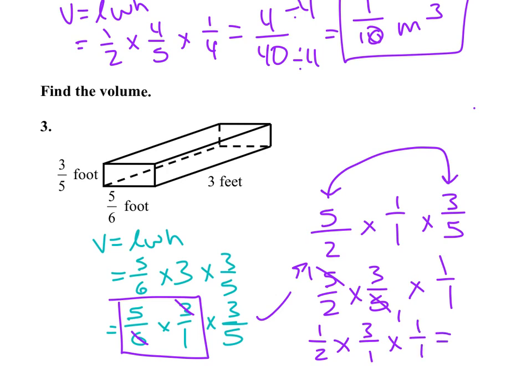Multiply those straight across. So 1 times 3 is 3. 3 times 1 is 3. 2 times 1 is 2. 3/2 is an improper fraction, so let's go ahead and convert that into a mixed number.